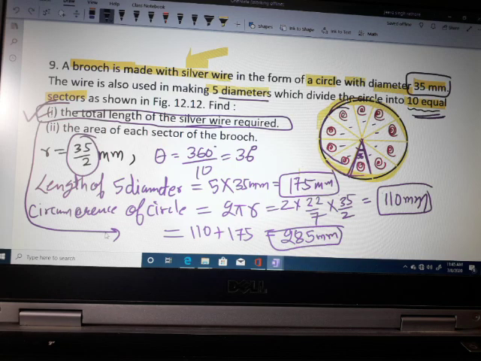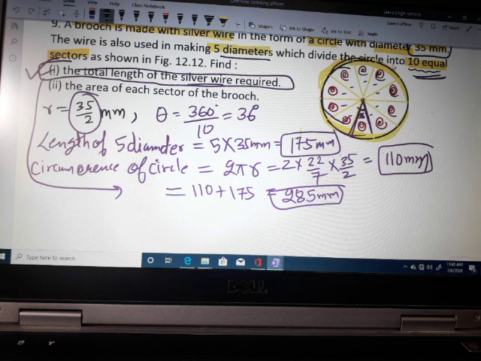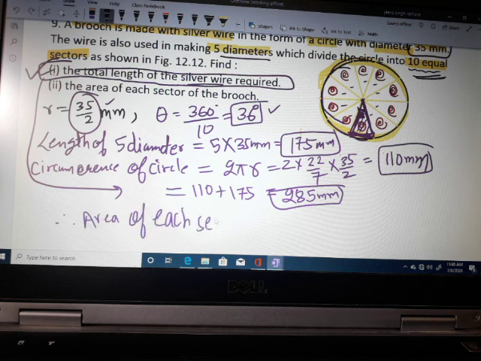I solved this one. Now I am going to find out the area of sector of each Brunzi. All the Brunzis are formed in the sector. This will be just like a sector of circle. How many sectors are there? 10 sectors. ठीक है. We have to find the area of each one. Each one has 36 degree and the radius is the same. So the area of each sector equals theta upon 360 degree into pi r square.